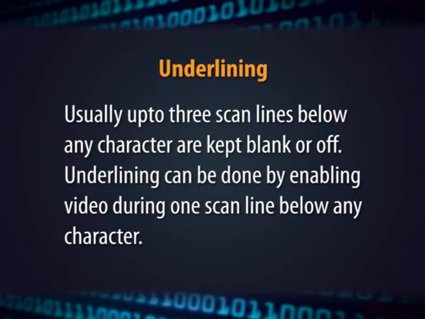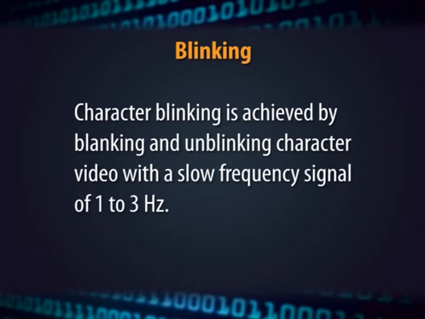2. Underlining. Usually up to 3 scan lines below any character are kept blank or off. Underlining can be done by enabling video during one scan line below any character. Usually this is also done over an area such as a word or sentence or paragraph. This is done by ORing video with logic 1 during this region. 3. Blinking. Character blinking is achieved by blanking and unblanking character video with a slow frequency signal of 1 to 3 Hz.